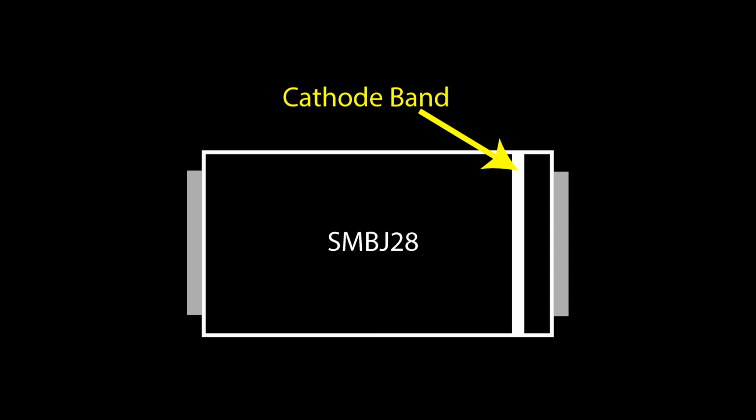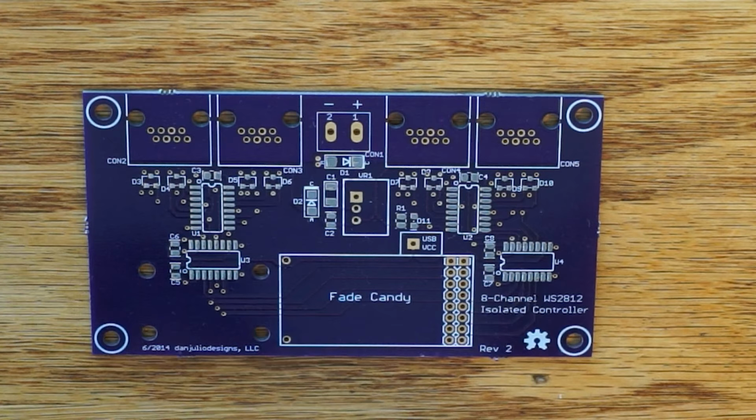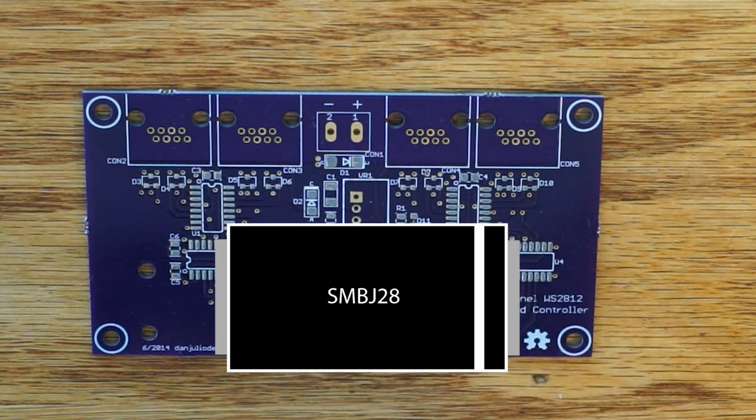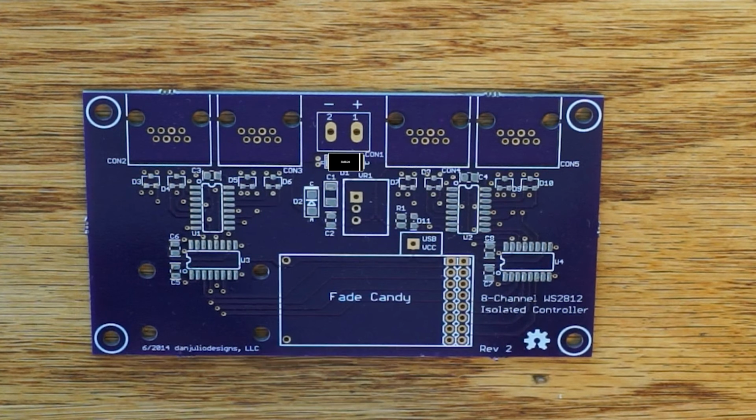This line is the cathode band. And on the PCB, there should be a C on one side of the D1, which stands for cathode, and an A on the other side, which stands for anode. You want to place this component so that the white line is closest to the C.